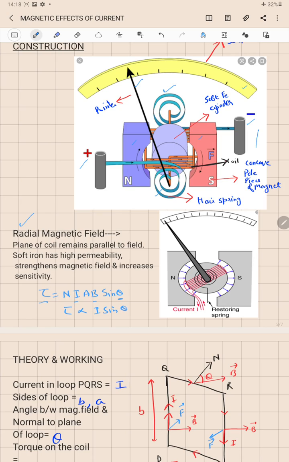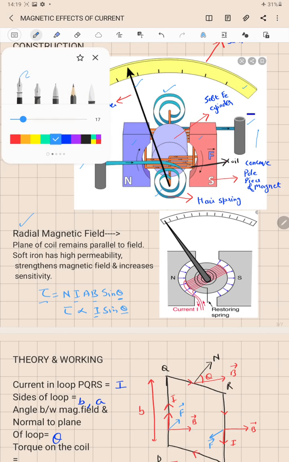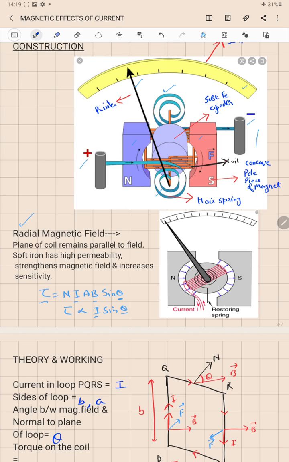That is, not only will it depend upon the value of the current, but also depend upon the angle between the direction of the current and the direction of magnetic field. Due to which, as the angle theta changes, the magnitude of the torque will change and we will not be able to detect or measure the correct value of electric current. So it is important to make this torque independent of this angle between the current direction and the magnetic field direction. For this purpose, we make use of the concave pole pieces of the magnet, which produce a magnetic field which is called radial magnetic field.